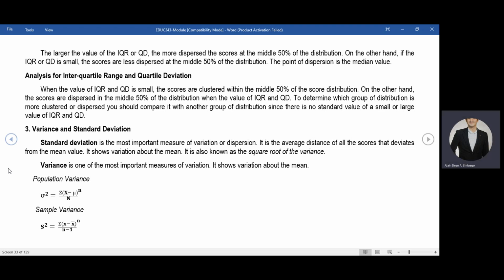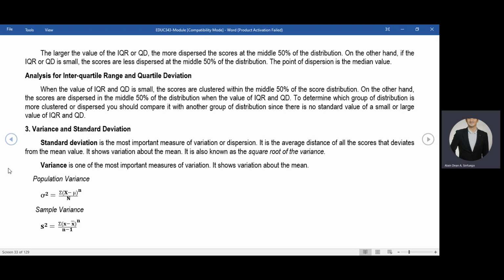Next, we have the variance and standard deviation. When you say standard deviation, it is the most important measure of variation or dispersion. It is the average distance of all scores that deviates from the mean value. It shows variation about the mean. It is also known as the square root of the variance. Of course, variance is the most commonly used measure of variation.